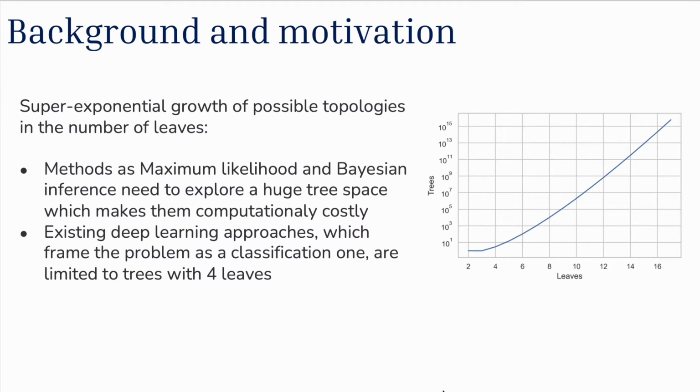One issue that makes the problem hard is that the number of possible binary and rooted tree topologies grows super exponentially with the number of leaves. For instance, with 10 sequences or 10 leaves, we already have more than 1,000,000 possible tree topologies. This entails the fact that state-of-the-art methods for the task, such as maximum likelihood and Bayesian inference, need to explore a huge tree space, which makes them computationally costly. And for the same reason, existing deep learning approaches, which frame the problem as a classification problem, are limited to trees with 4 leaves.